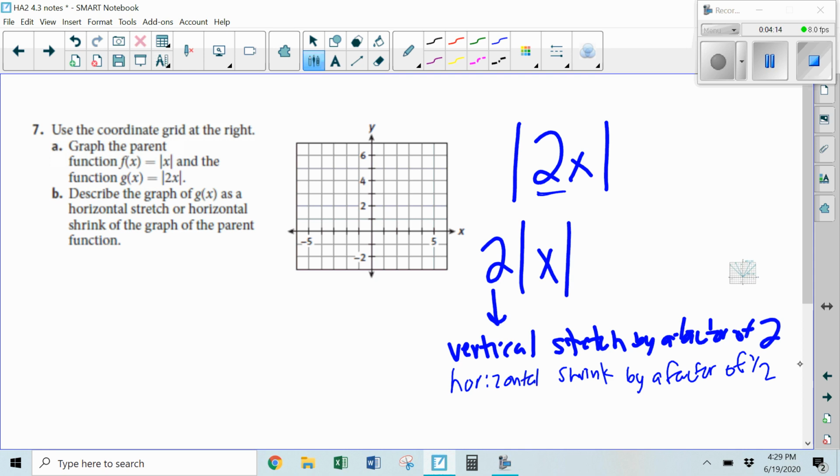So try not to let it confuse you. If you see it on the inside, it's usually described as a horizontal stretch or shrink. If it's on the outside, it's usually described as a vertical stretch or shrink. You'll either have one or the other. And your factor will either be 2 or 1/2, 3 or 1/3, something like that.